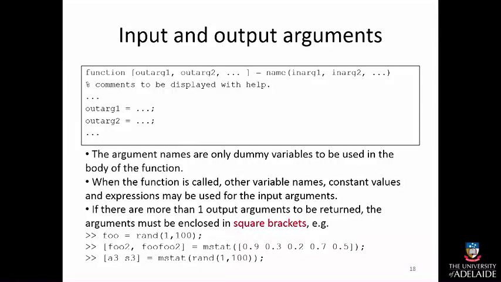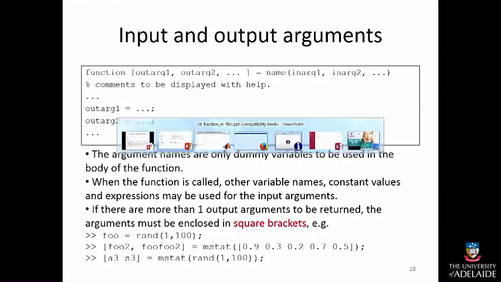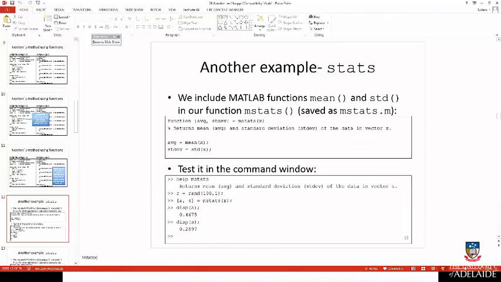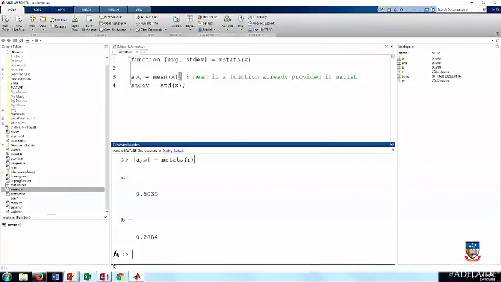So we saw in the example that the argument names are only dummy variables that are to be used in the body of the function. And when the function is called, you can also give other variable names, constant values, and expressions for the input arguments. For instance, in this particular example, see, I gave it R as an input.